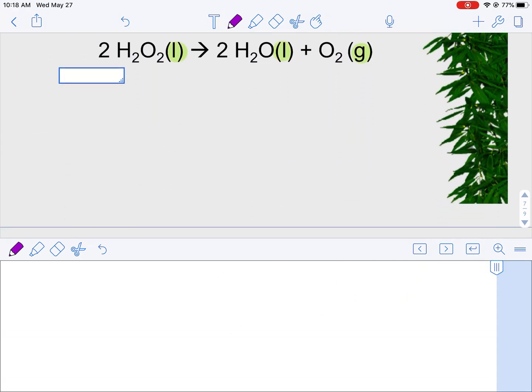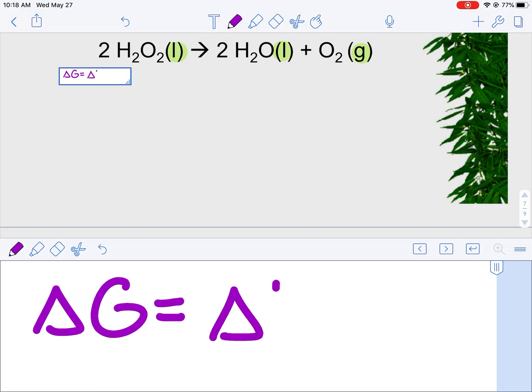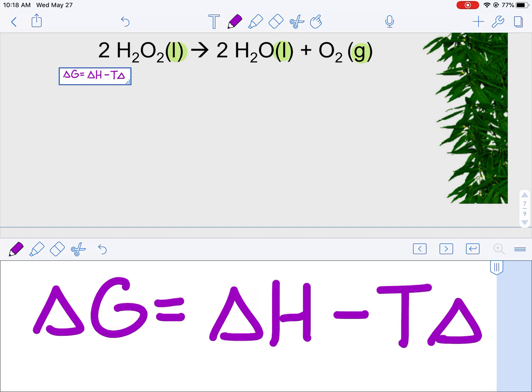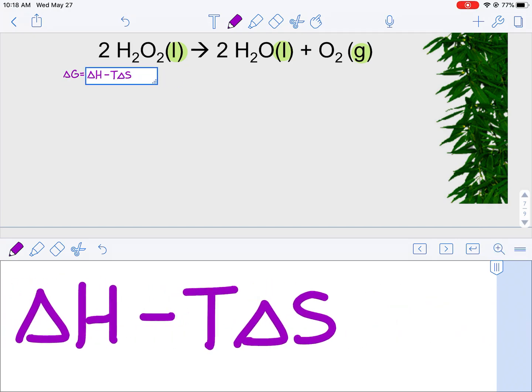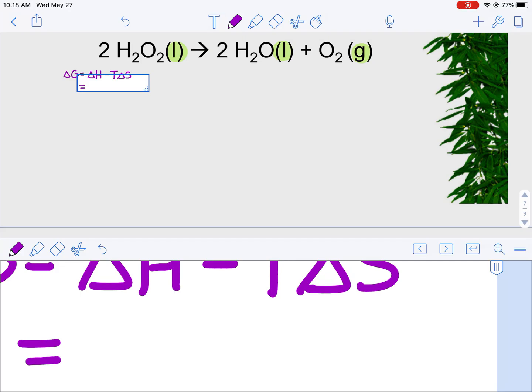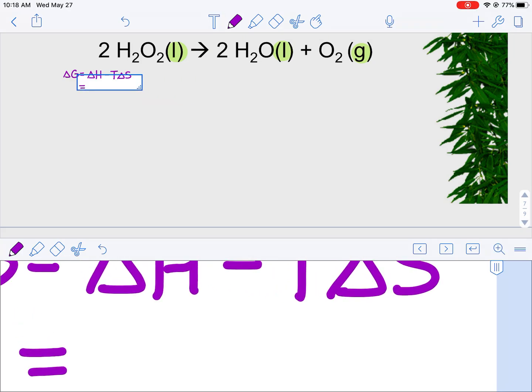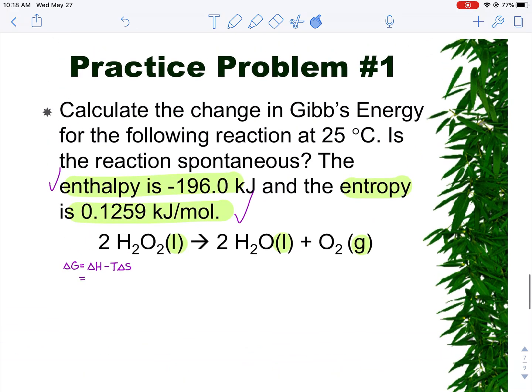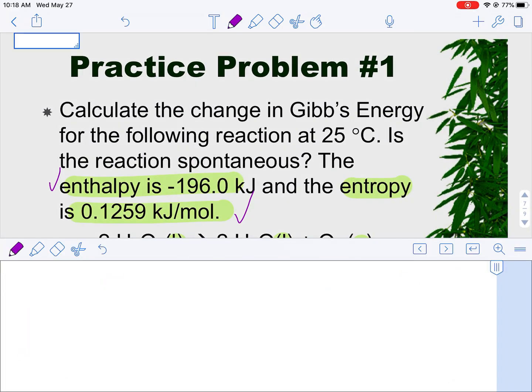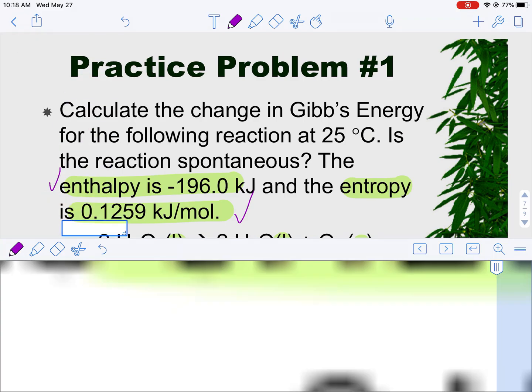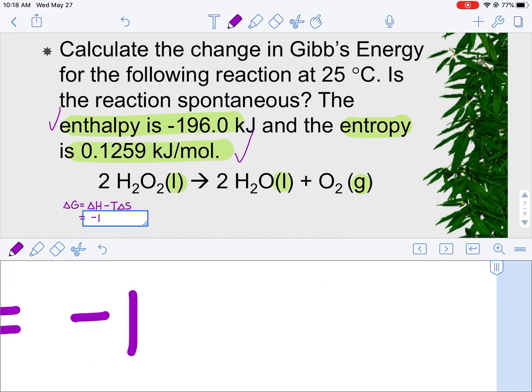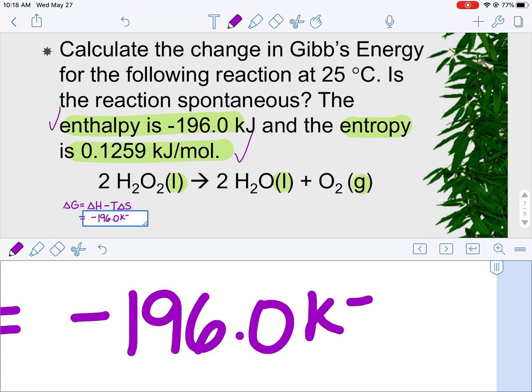So calculating Gibbs free energy, the formula is delta G is equal to delta H minus T delta S. Delta G is what we're solving for. Substituting in for delta H is negative 196.0 kilojoules. Then I'm going to subtract from that the T, which is temperature.